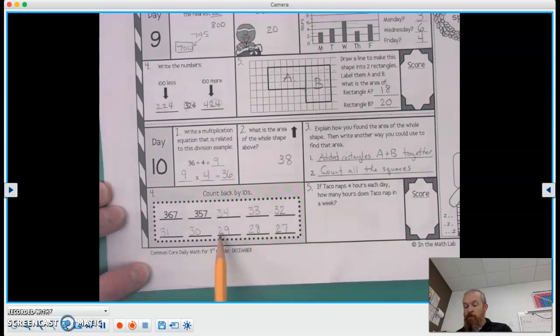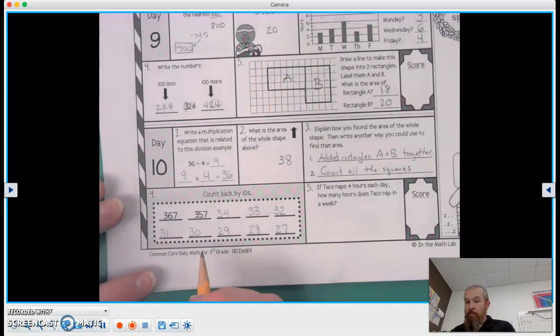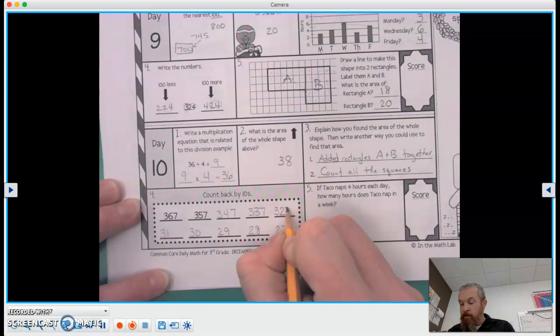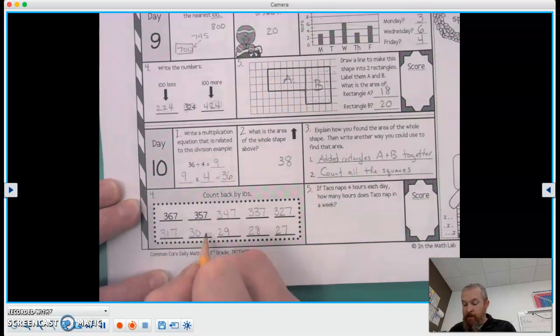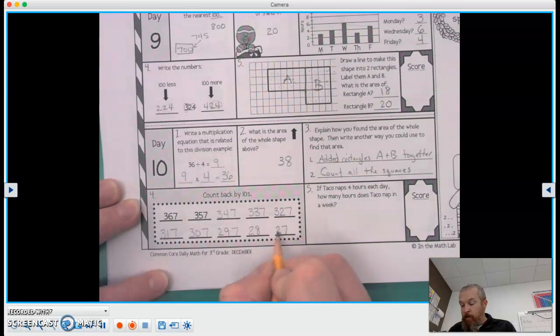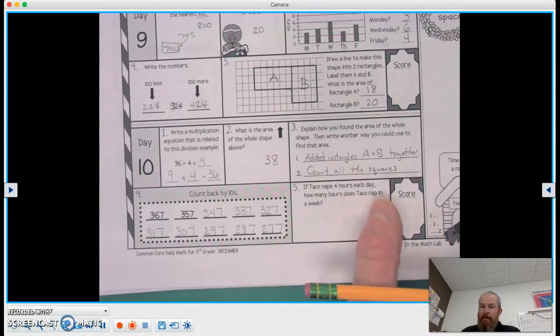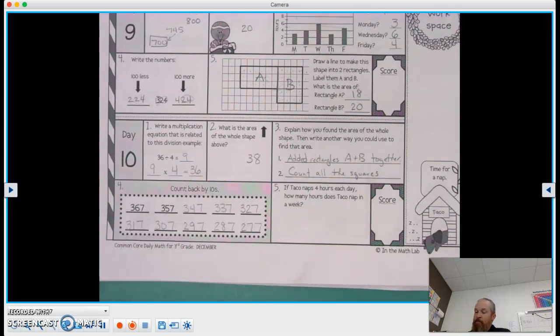27, 28, 29, 30, 31, 32, 33, 34, 35, 36. Okay, we still got to do something, though, to make it right. We still have to go in and add the number 7 to each of these. There. Now I counted back by tens. All right? Oh, that sleepy Taco the dog.